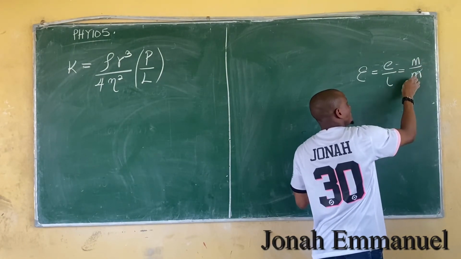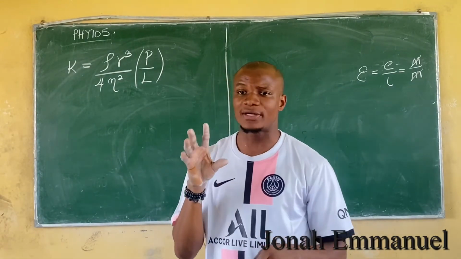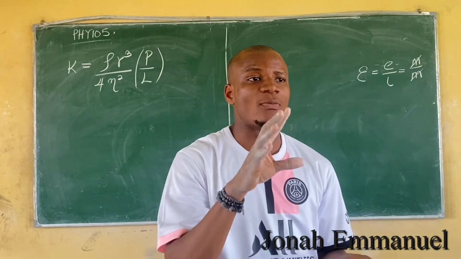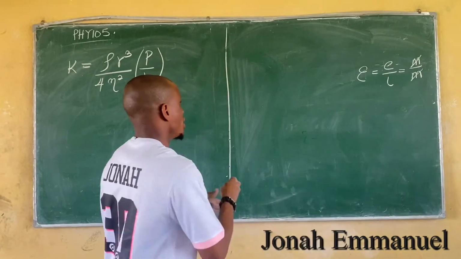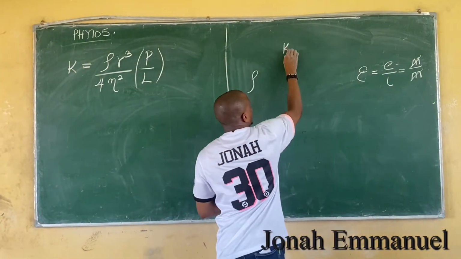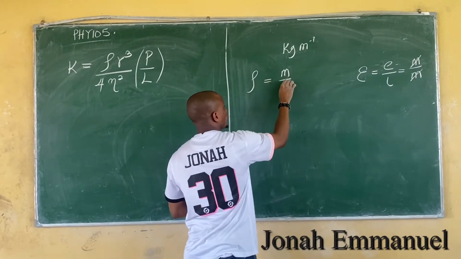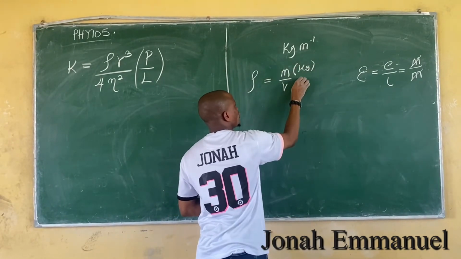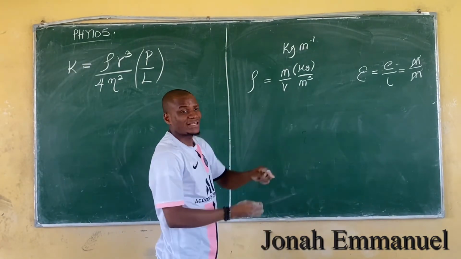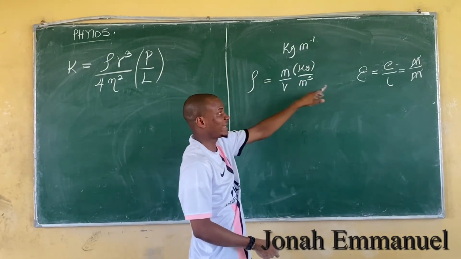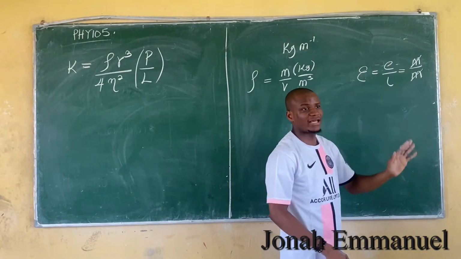What happens now? Meters cancel meters, so no SI units. Usually, SI units are formed when parameters either multiply or divide themselves. For instance, density is measured in kilogram per meter cube. How do you get this? It was equal to mass over volume. Mass was in kilogram, volume in meter cube. They were divided. That's how you got the SI unit. So in a case where the two are the same, you cancel out, giving a dimensionless constant.